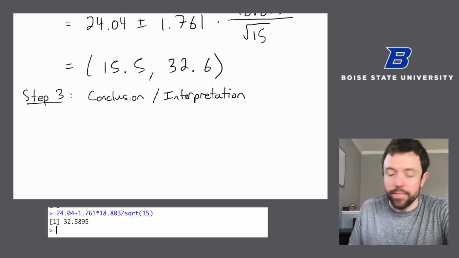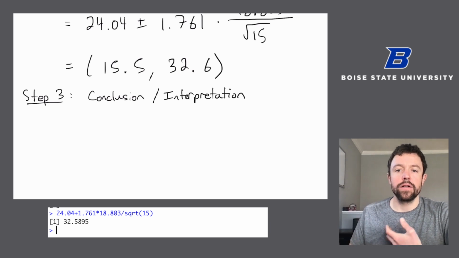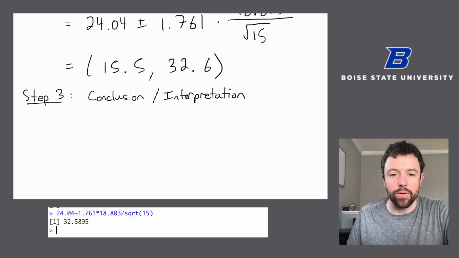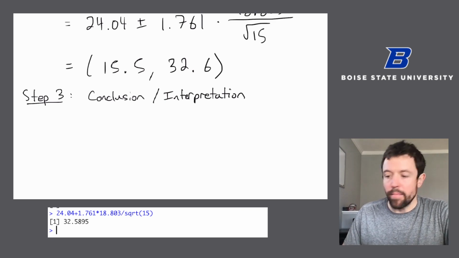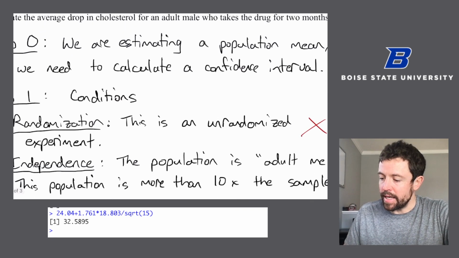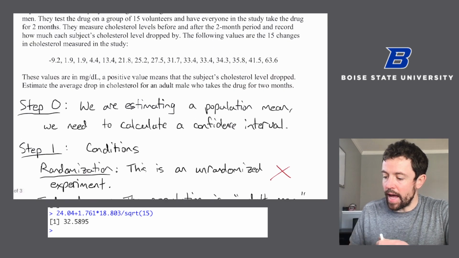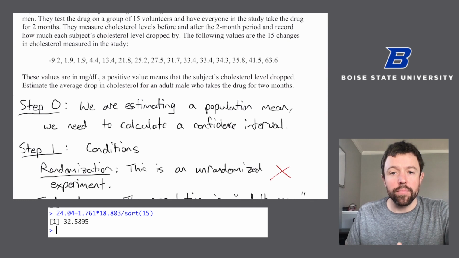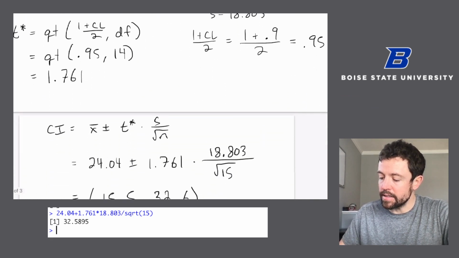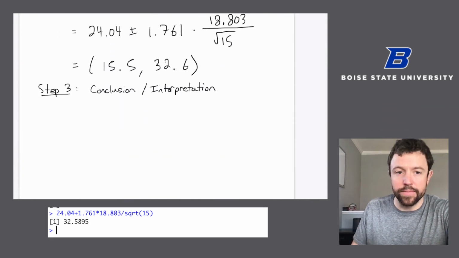This confidence interval is just a set of numbers. I want to take us back to the actual problem and say, what do these numbers mean in the context of the problem? Remember, our goal here was to estimate the average drop in cholesterol for an adult male. So these numbers are telling us what our estimate for the average drop in cholesterol for an adult male is. So when I put that into a sentence, I'll say something like this.